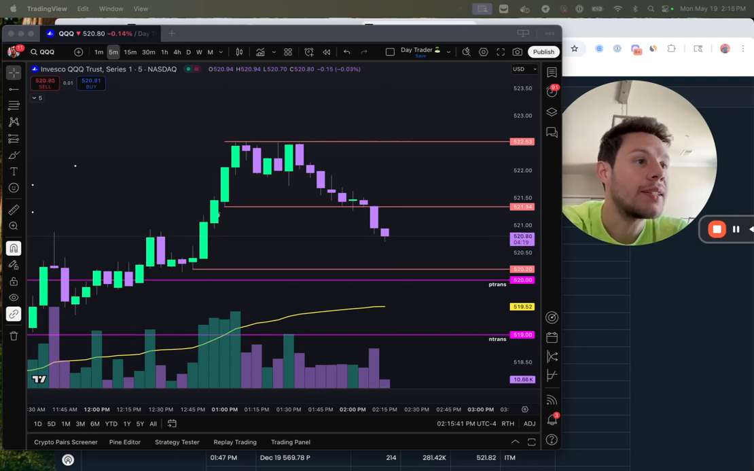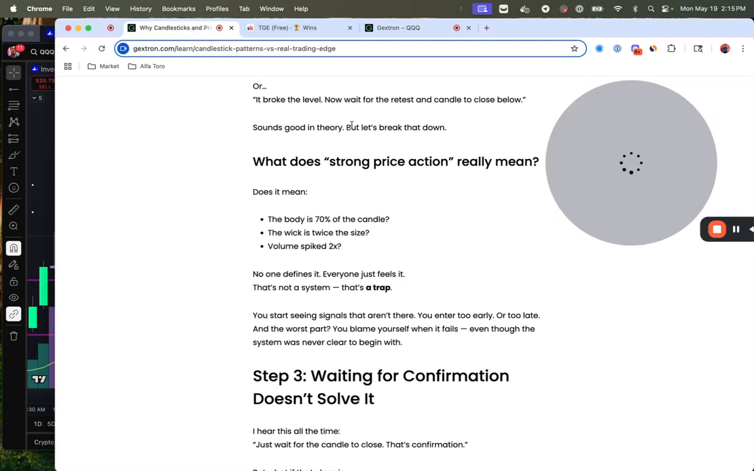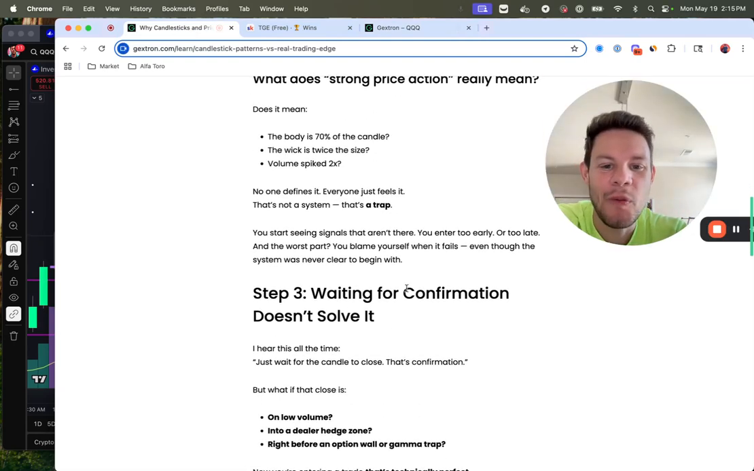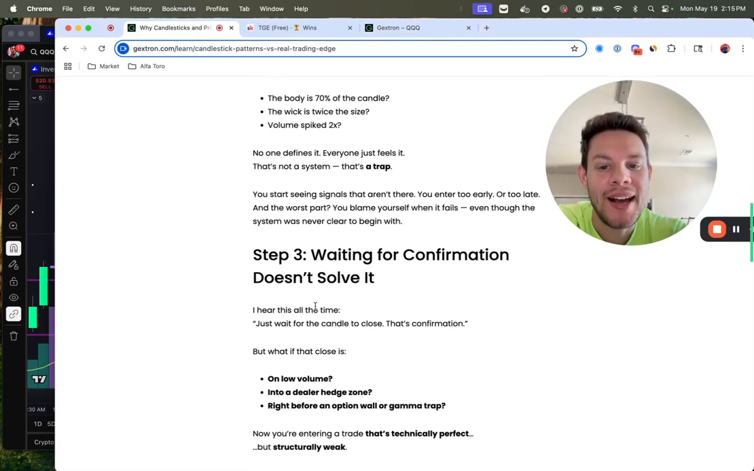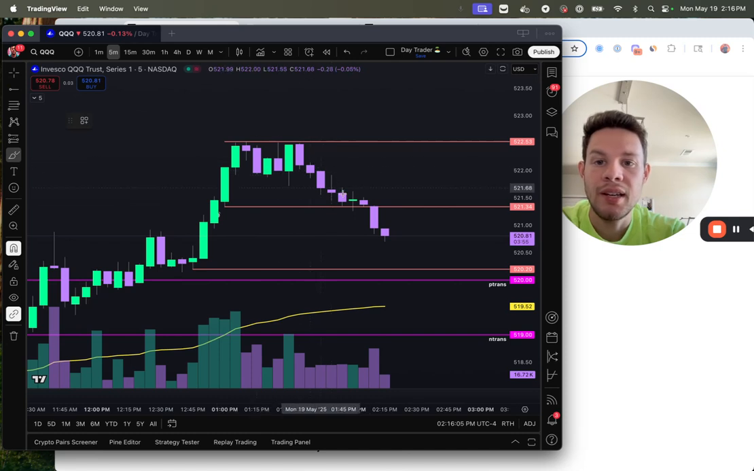Okay, now with that said, let's go back to the article here. Waiting for confirmation doesn't solve it. I hear it all the time. Just wait for the candle to close. That's a confirmation. That's not confirmation. What I mean by that is a lot of traders say, hey, if price action closes below this level, then it's bearish.